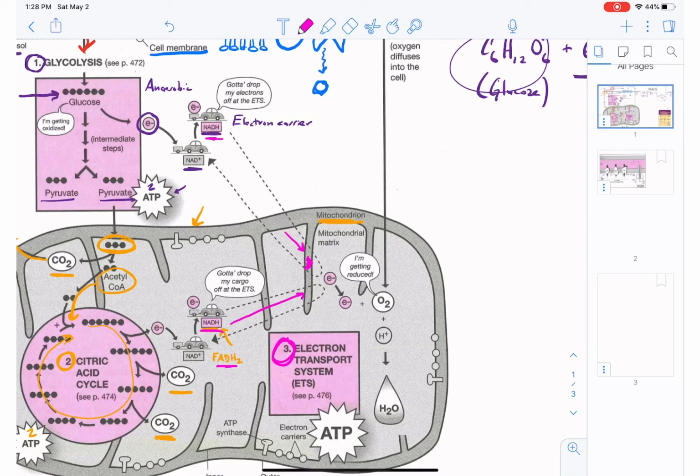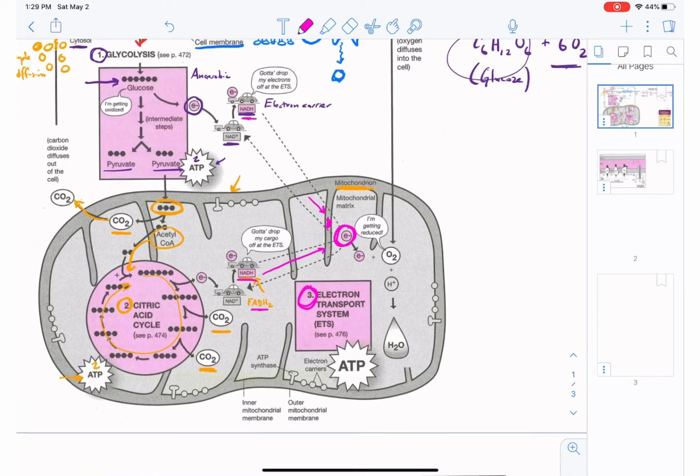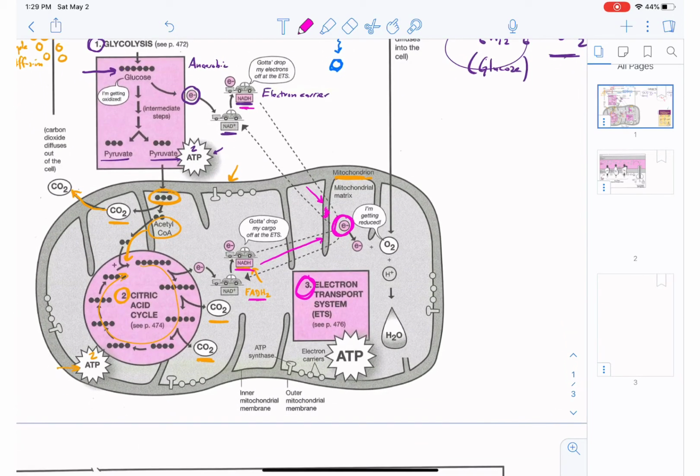And what's going to happen is these electron carriers are going to drop off these electrons, and the electrons are going to be used to produce large amounts of ATP. The electron transport system produces large amounts of ATP. And about how many are going to be produced? We're going to have about 32 of those molecules made during this process. So by far the vast majority of ATP is produced in the electron transport system.